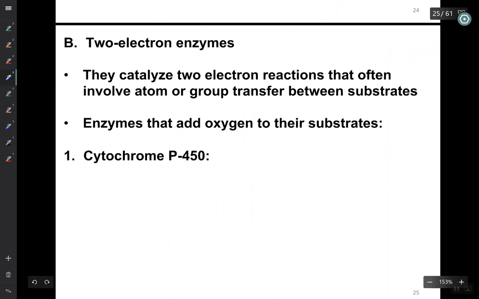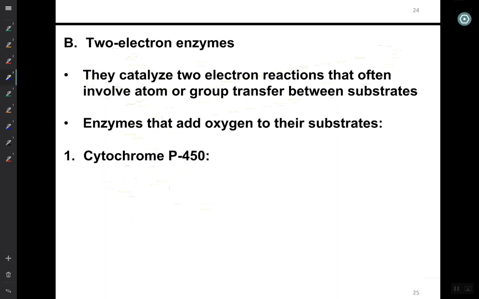Okay, so the first type of reactions are pretty simple, just adding water or removing water. You could have reactions that involve 2 electron processes, so we're going to increase in complexity. They catalyze 2 electron reactions that often involve atom or group transfer between substrates, and here are some examples.